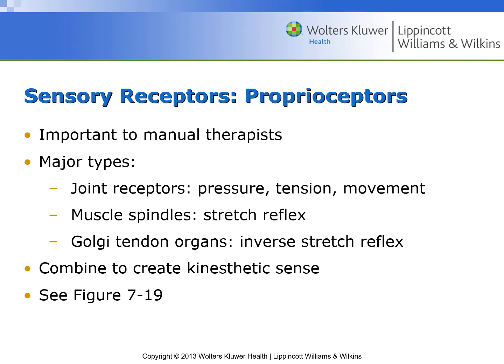Let's take a moment to consider the proprioceptors. The proprioceptors are very important sensory receptors to manual therapists. The major types of proprioceptors are the joint receptors, which sense pressure, tension, and movement, the muscle spindles, which provide the stretch reflex, and the Golgi tendon organs, which provide the inverse stretch reflex. Proprioceptors combine to create the kinesthetic sense, which is the sense of moving body parts as well as the position a body part is in.